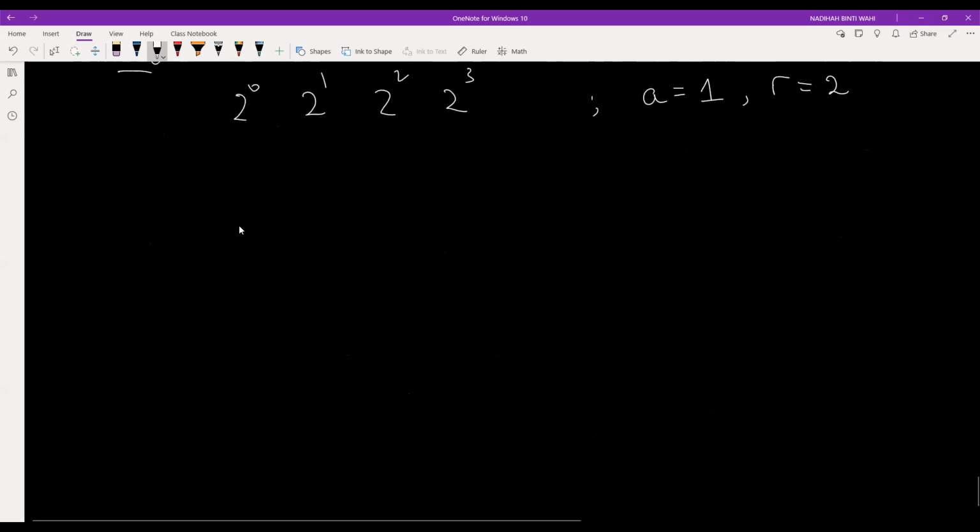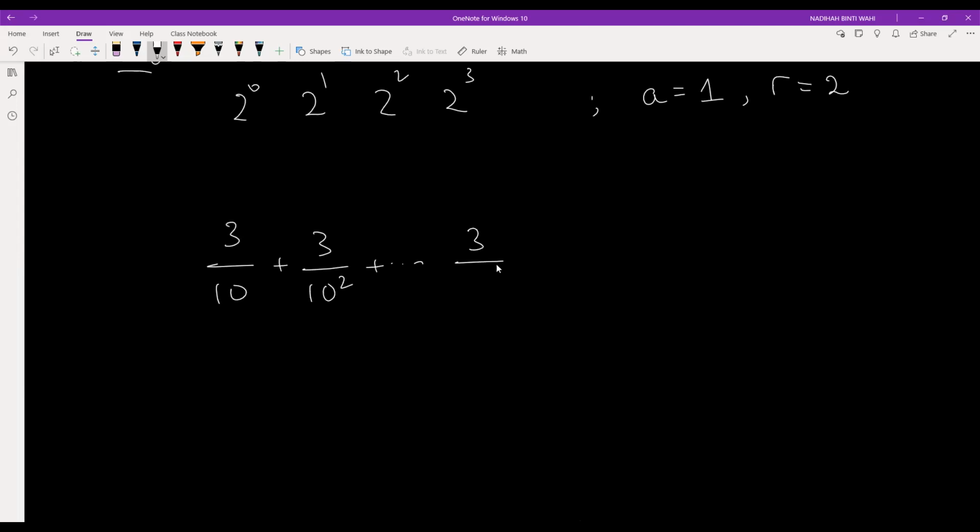Okay, let's see. How about the one that we did just now? 3/10 plus (3/10) to the power of 2 plus and so on. So this is (3/10) to the power of n. For this one, a is just 3/10 and r is just 1/10. You need to see the ratio.